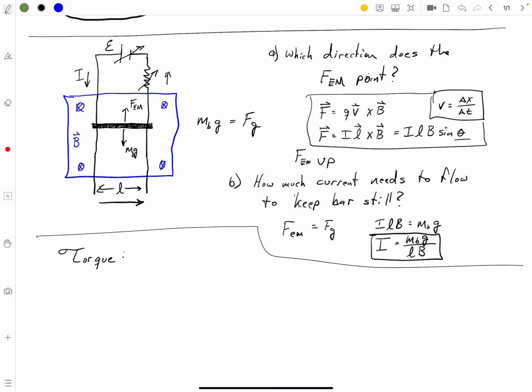It's this torque that is going to allow us or help us use generators and motors, electric motors. So the torque is kind of a big deal.